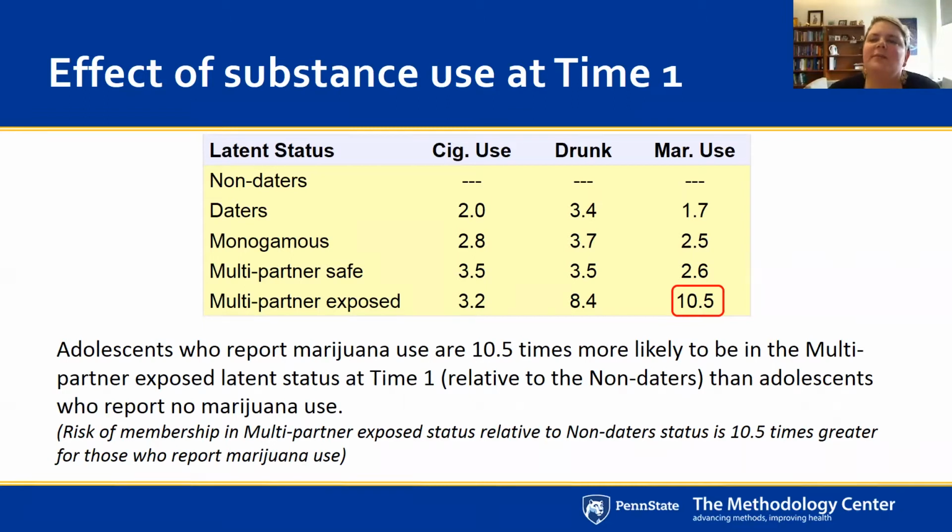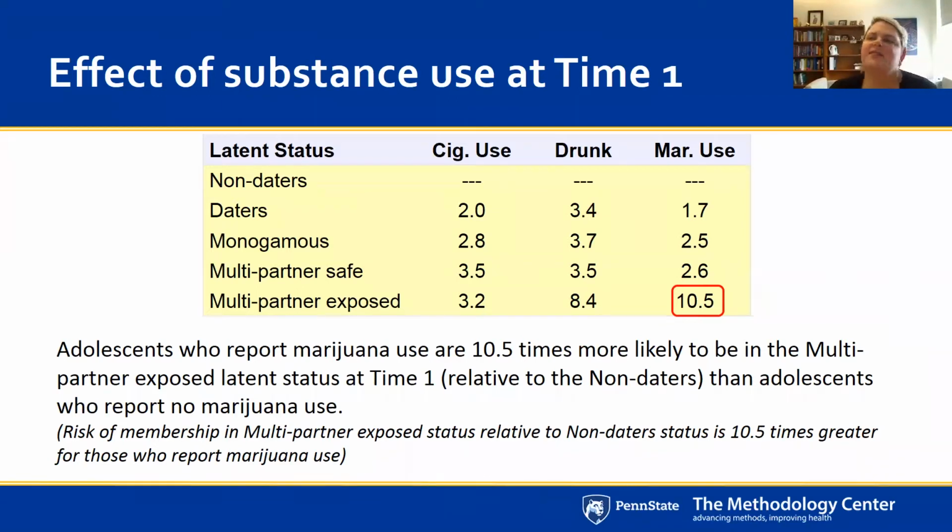And so the way that we would interpret this is that adolescents who report marijuana use are 10.5 times more likely to be in the multi-partner exposed latent status at time 1 relative to the non-daters latent status than adolescents who did not report marijuana use or who reported no use. So another way to say that is that the risk of membership in the multi-partner exposed status relative to the non-dater status is 10.5 times greater for those who used marijuana.